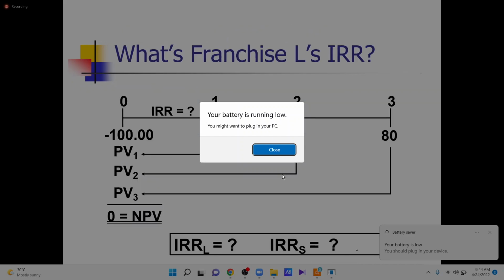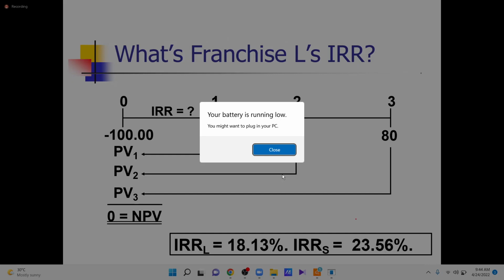In the same way, you have to calculate the IRR for project S. It is 23.5%. For project L, it is 18.13%. So now, based on the IRR, if the projects are independent, and assume the cost of capital or the project's required rate of return is 10%, my question is, if projects are independent, which would you select?